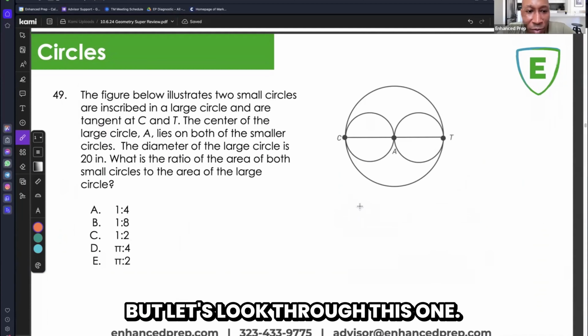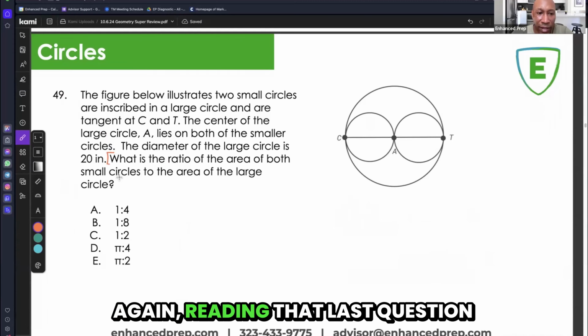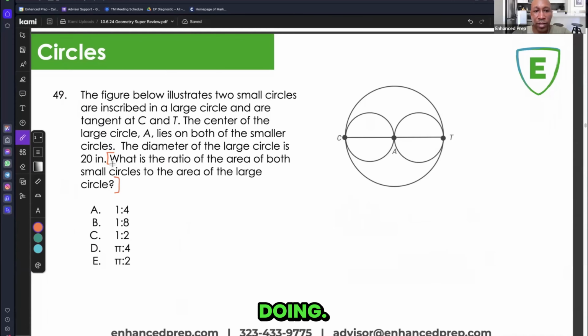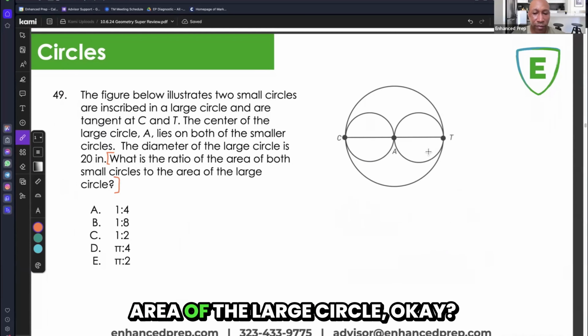All right. So this one's a little bit more of a challenging type of problem, but let's look through it. It says, what is the ratio of the area of both the small circles to the area of the large circle? Again, we're reading that last question part first, so we know what we're doing.